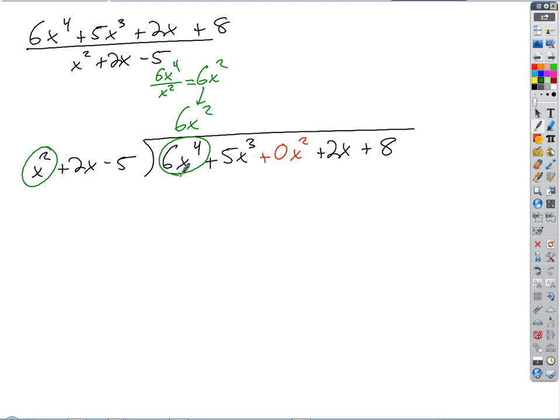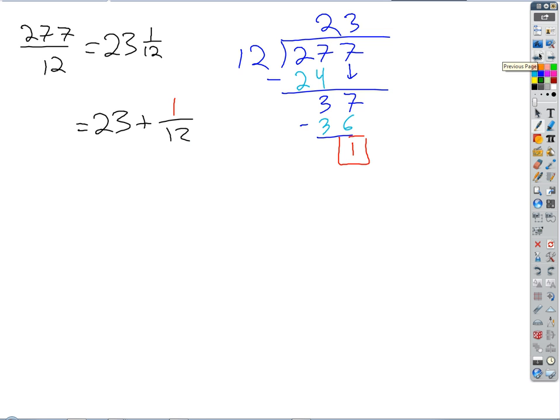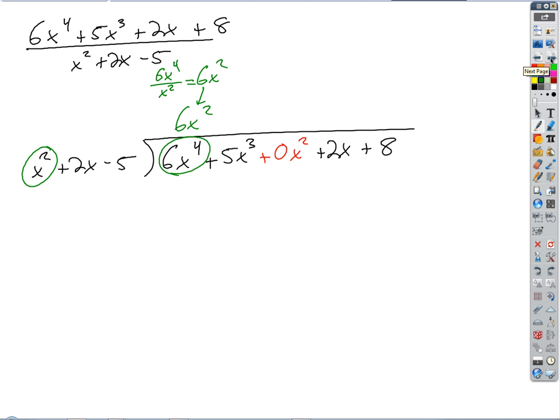Say it again, Gary. Well, I'm going to multiply, just like we did before. If we look back at our other problem, when we got a 2 up here, we multiplied it by 12, right? Same thing here. We're going to take this 6x squared, and we're going to distribute it all the way through the polynomial outside, right? So what's that give us if we do that?